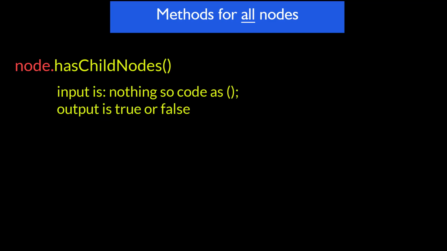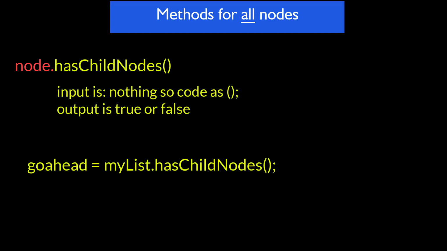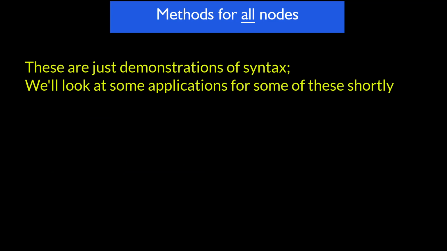Has child nodes. The input is nothing, so you code it as parent, and the output is simply true or false. For example, go ahead equals mylist.hasChildNodes, parent. Note, these are just demonstrations of syntax. We'll look at some applications for some of these shortly.